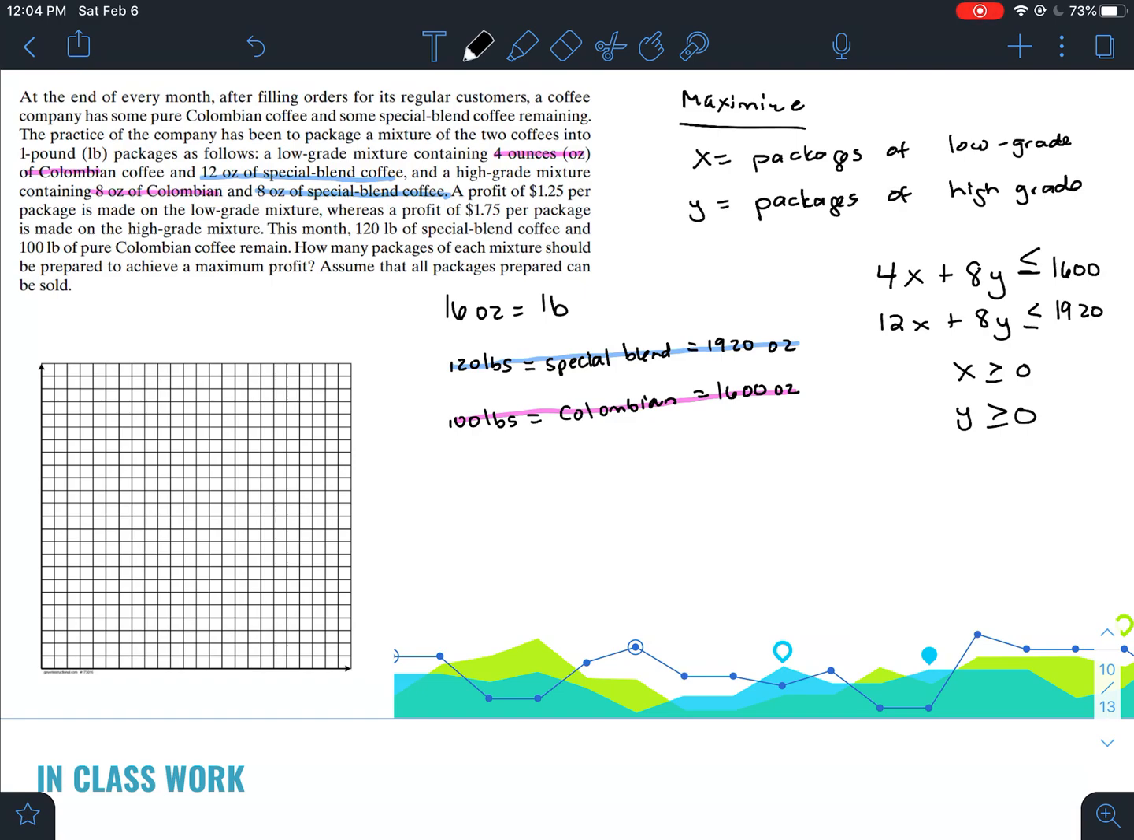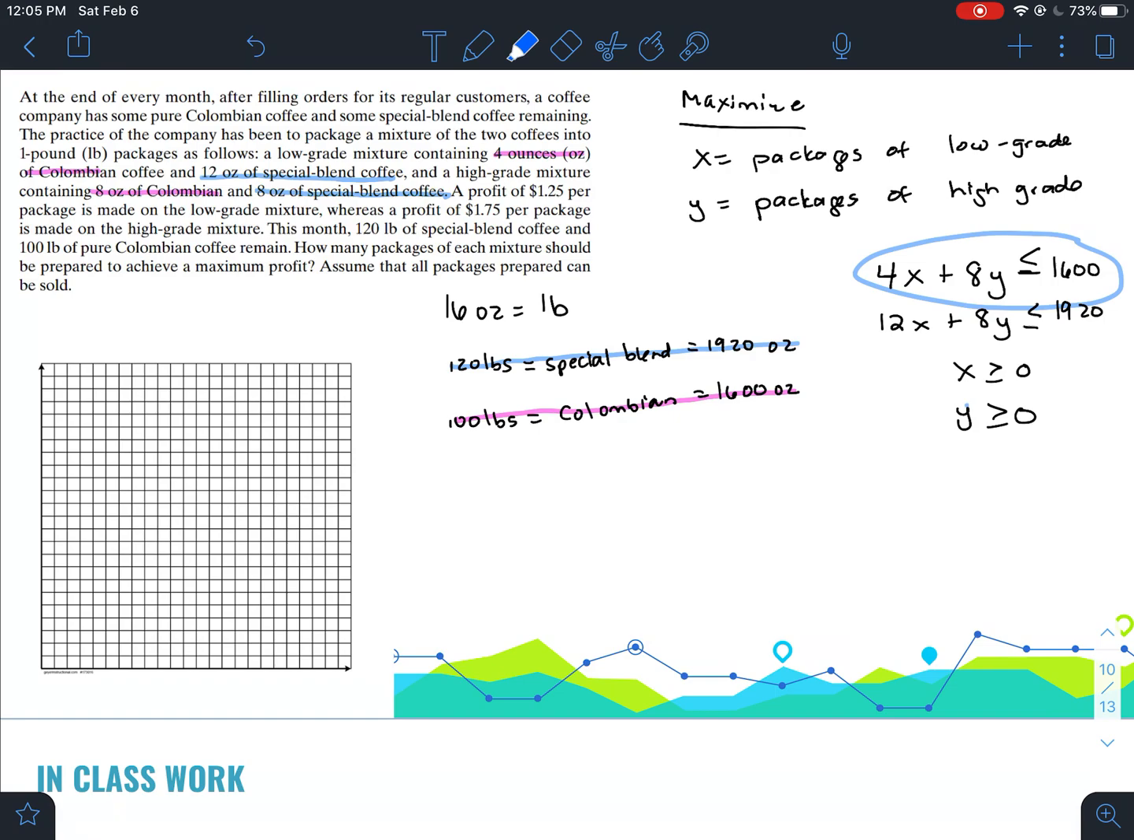And we are trying to maximize that amount. So x is greater than or equal to 0, y is greater than or equal to 0, 4x plus 8y is less than or equal to 1,600, 12x plus 8y is less than or equal to 1,920. All right, so let's graph that first one.